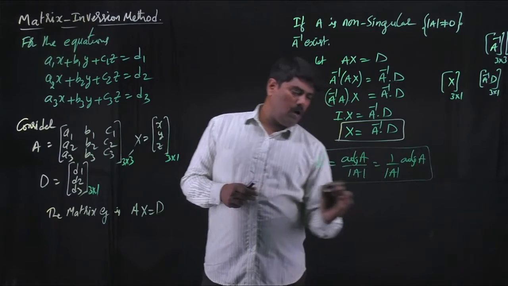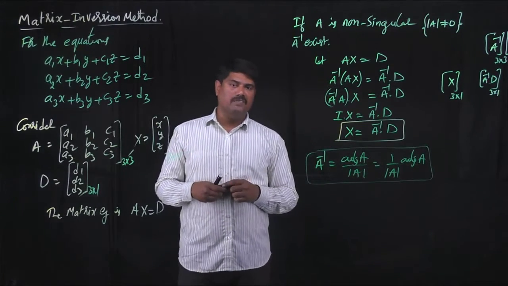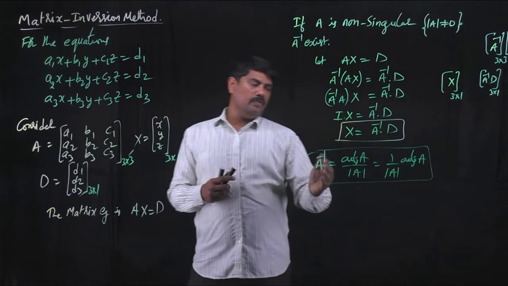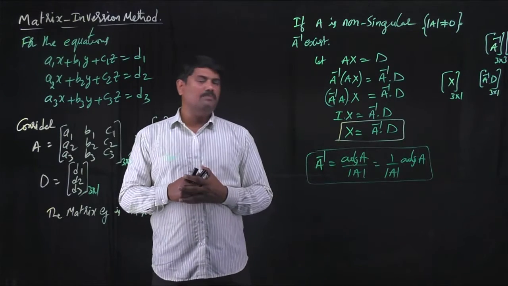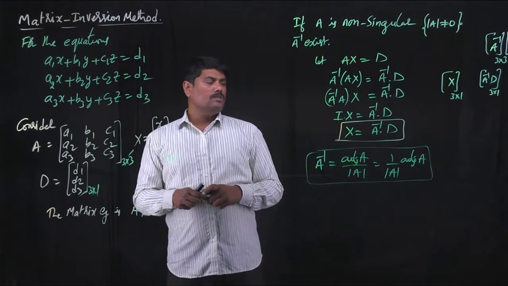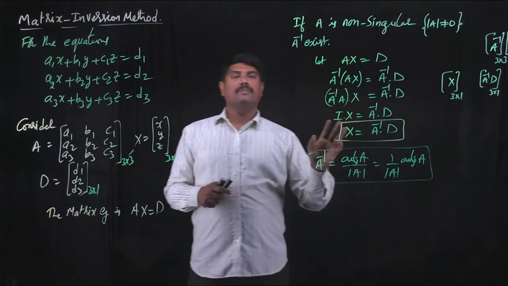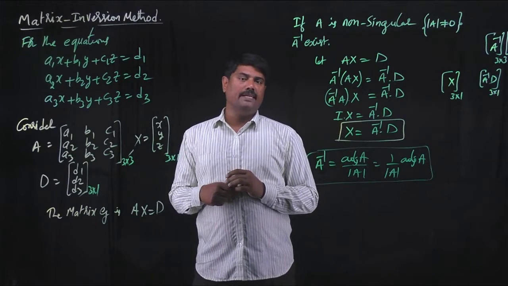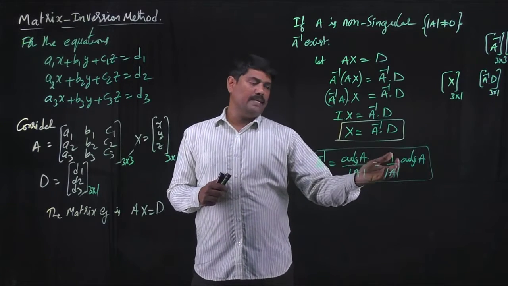So this is how you can find the inverse of the given matrix. A inverse, already we proved one theorem: A inverse is given as 1 by det A into adjoint A. So what is adjoint A? Already we learned how to find the adjoint of a given matrix, so let me explain again.